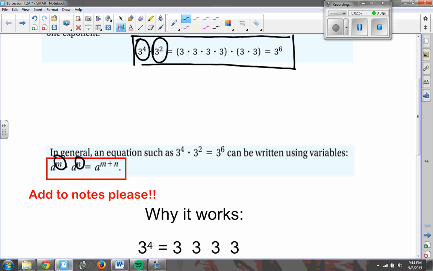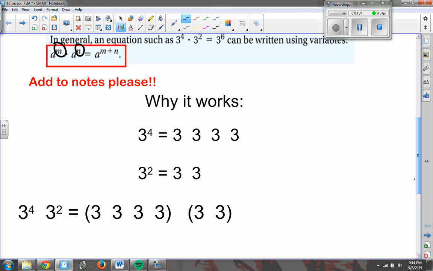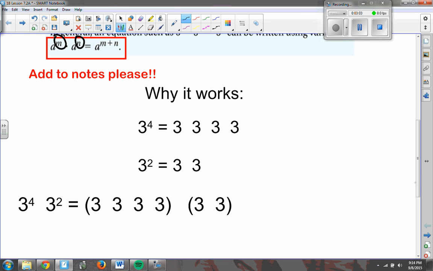All right? Now, let's figure out exactly why that works. Okay? I'll leave that up there so you can keep adding that to your notes. Hopefully you've paused the video and done that already. 3 to the 4th power, as we mentioned before, is really the same as 3 times 3 times 3 times 3. And 3 to the 2nd power is 3 times 3, just 2 times.